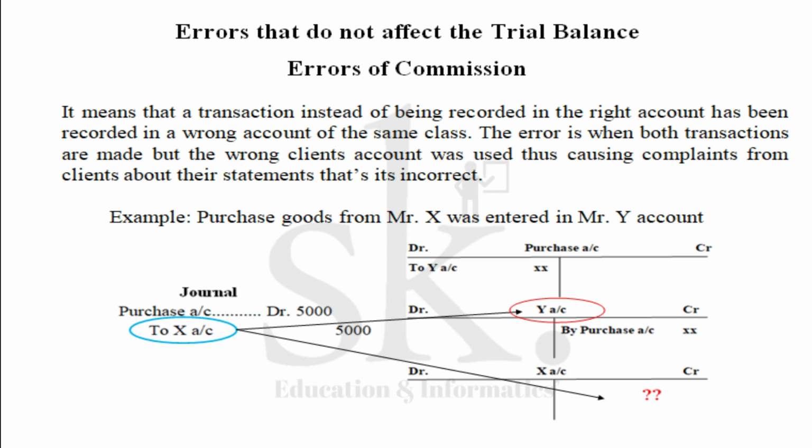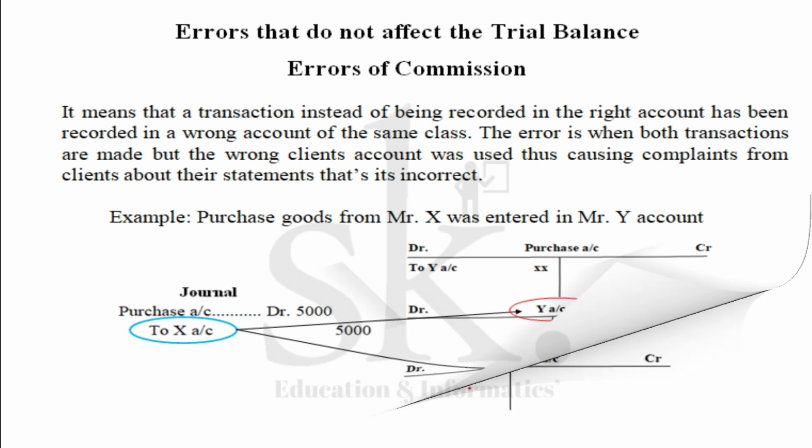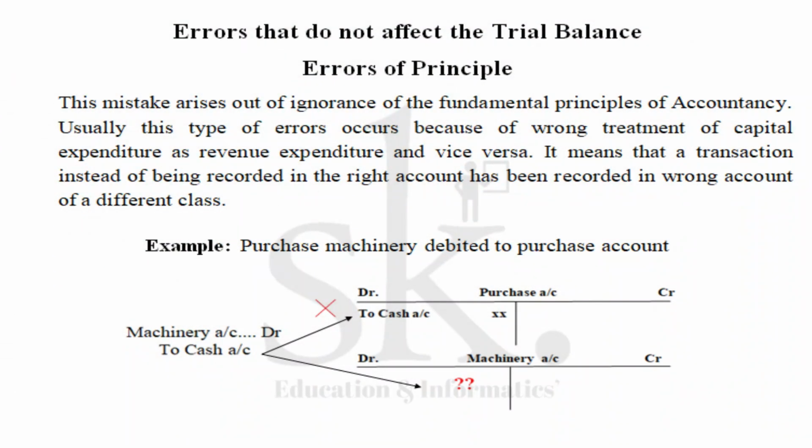So Y account is there in your trial balance. So purchase is debited, Y is credited. So ultimately your trial balance tallies. But there has been a mistake with respect to identifying the right account. It should have been X account. You have recorded it in Y account. This is said to be errors of commission. The third error is errors of principle.